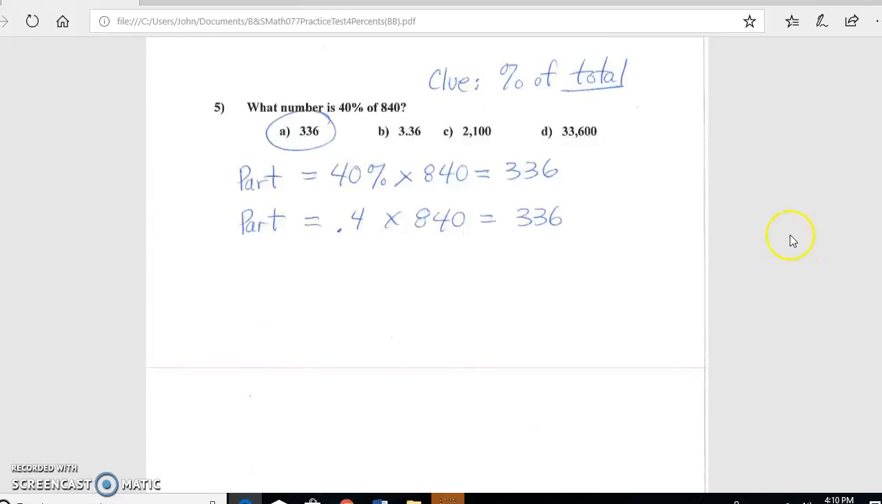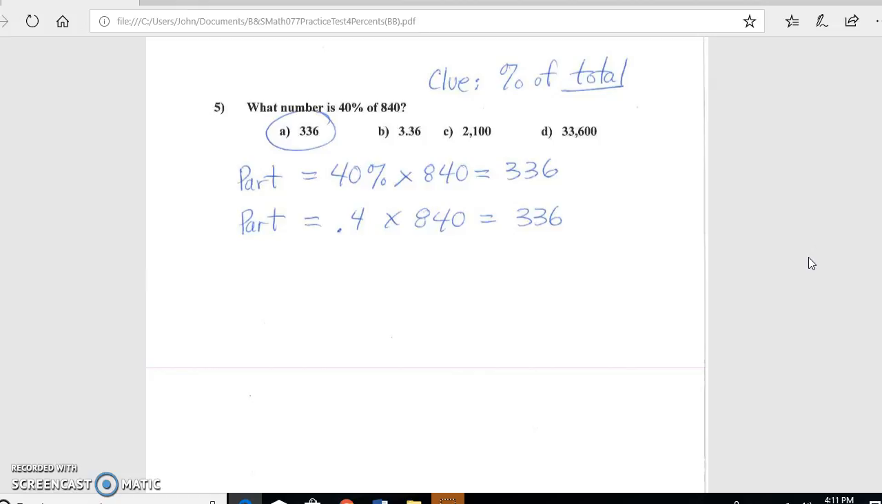This is the practice test for percents, and here we're working on problem number 5. The problem says, what number is 40% of 840? And so whenever we're faced with one of these percent problems, the first question is, what are we looking for?